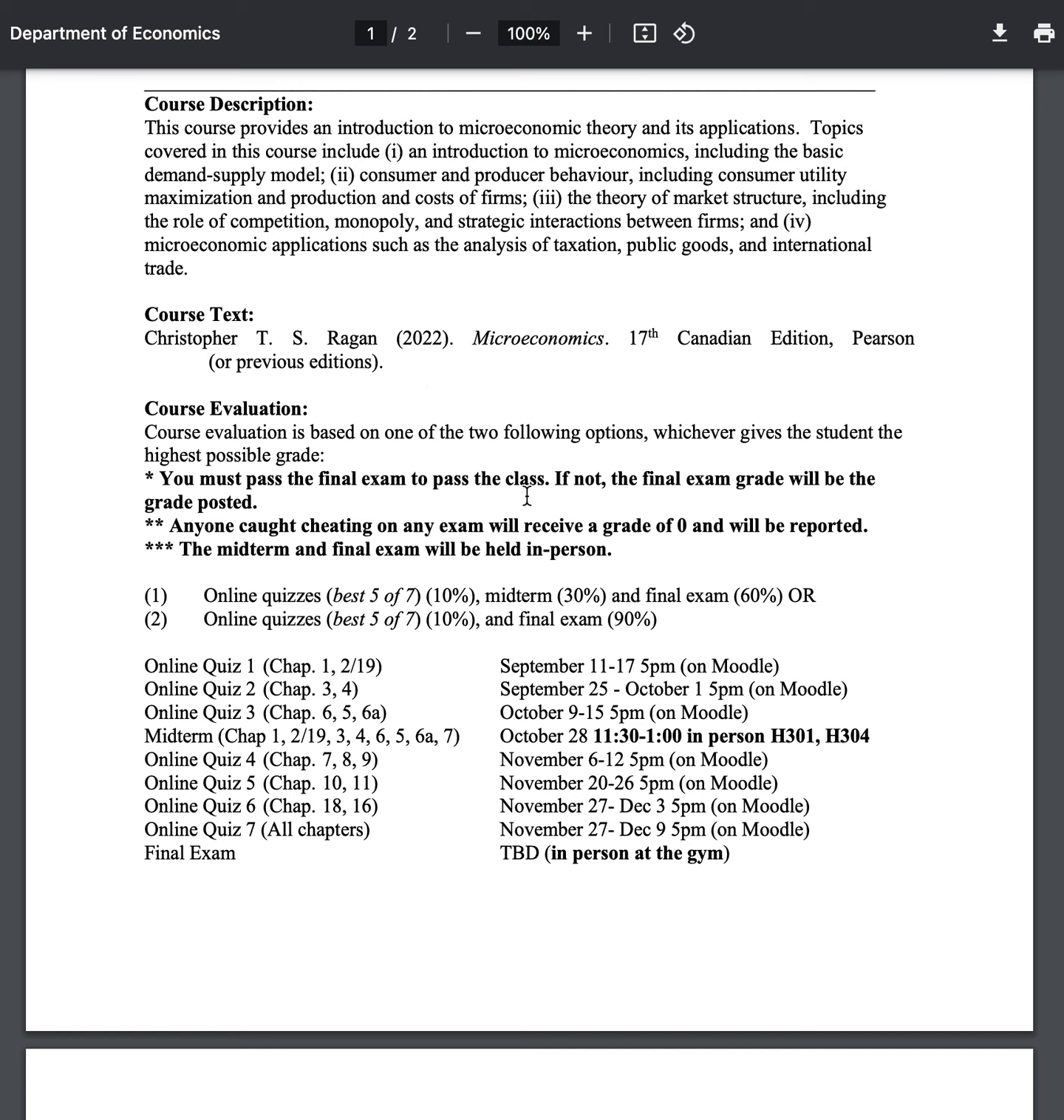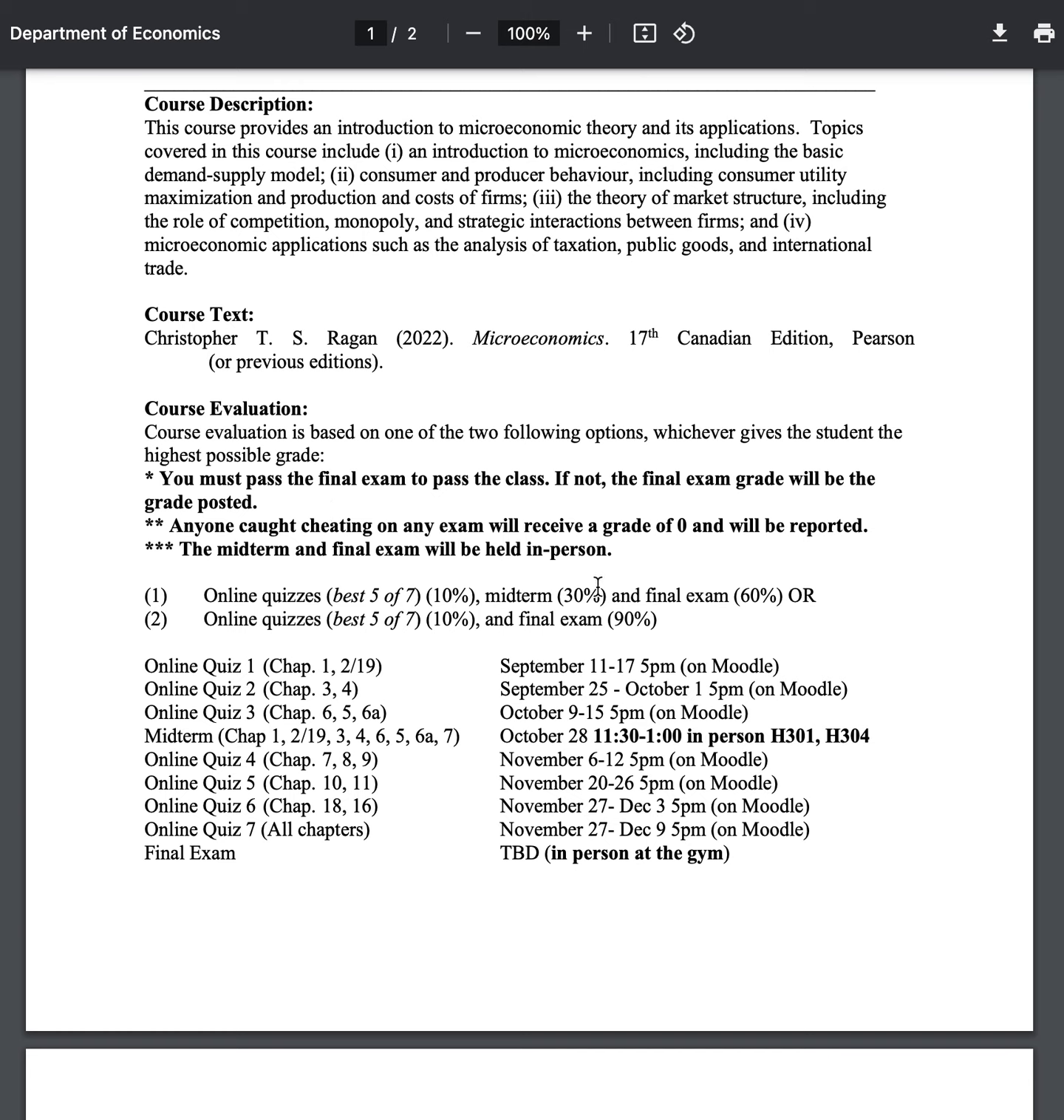So the course evaluation is based on two possible options. You don't have to choose which one you want. I'll just calculate the grade that you will have in both options, and then you'll get the highest possible grade. You must pass the final exam to pass the class. If not, the final exam grade will be the grade posted. So if you only get 40% on the final, you will get 40% in the class.